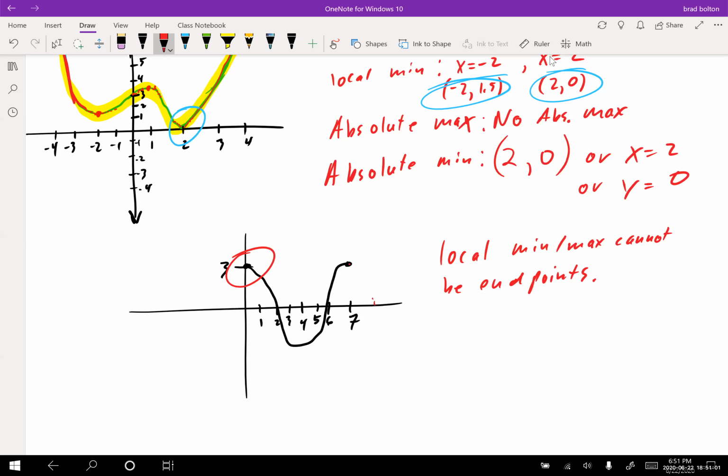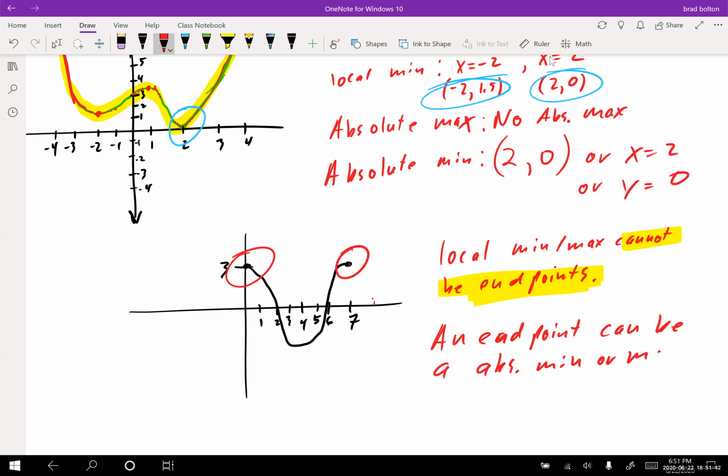Now, I have seen relative mins and local mins. I have seen in one calculus book, sometimes they accepted it if there was a particular way that you worded the problem. But in general, for us, endpoints cannot be locals. Local mins and local maxes cannot be endpoints, even if they look like they might be the highest. Now, can an endpoint be an absolute min or max? An endpoint can be an absolute min or max for sure.